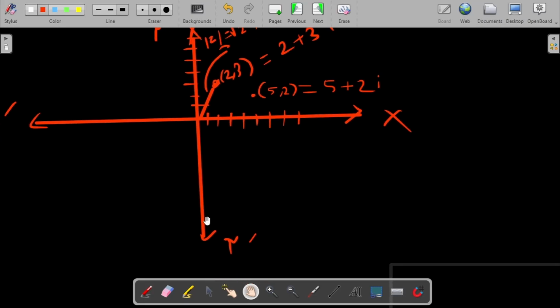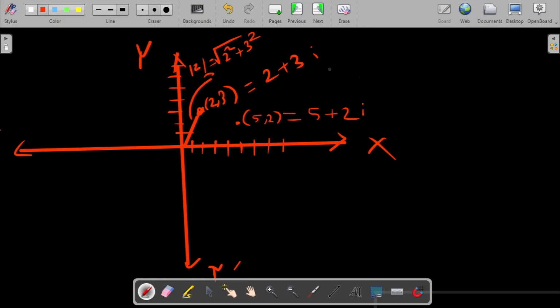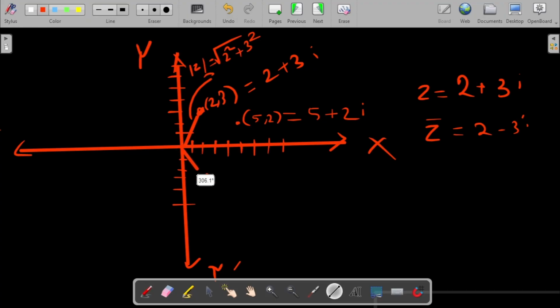And what about the argument of z? Here z is 2 plus 3i. If z equals 2 plus 3i, then the argument of z is what? It is 2 minus 3i. So x is 2 and y is minus 3. So this point is approximately here. If I connect by a line, this is 2 comma minus 3, which equals 2 minus 3i.